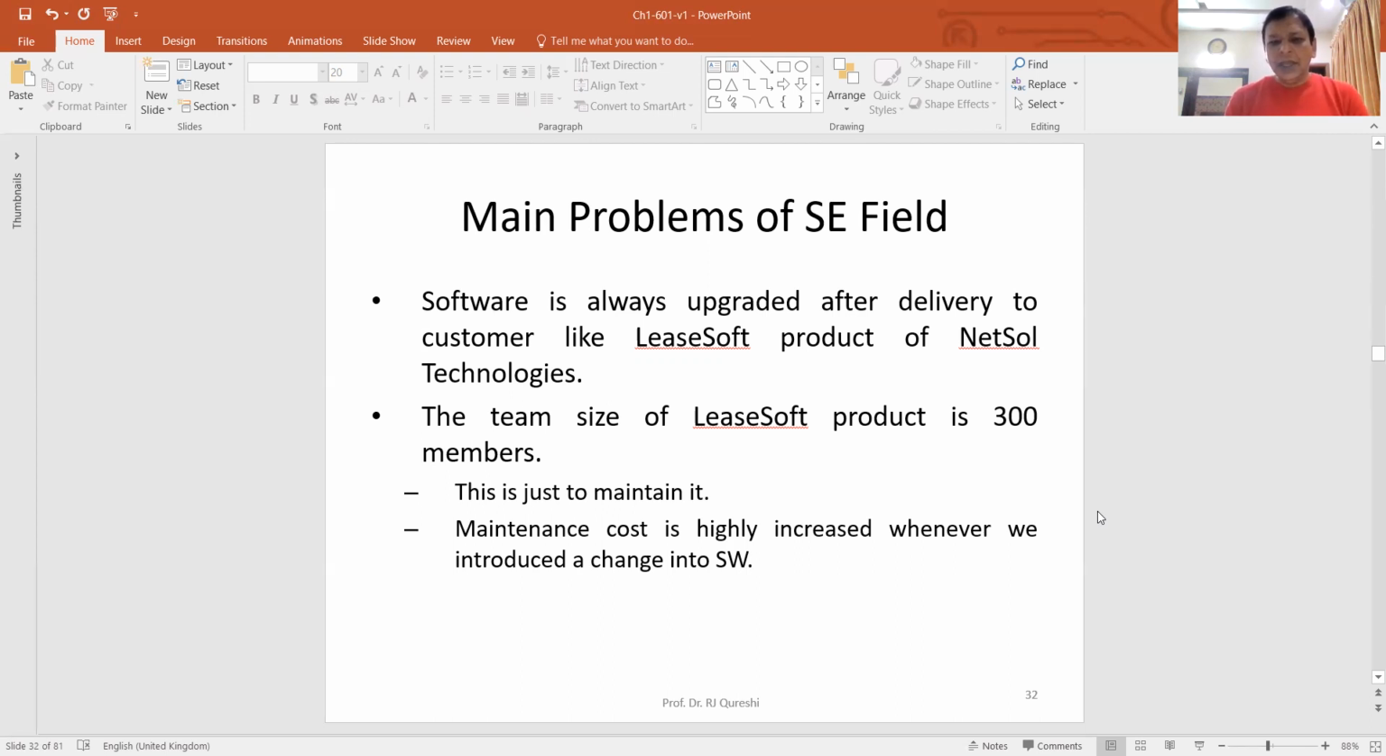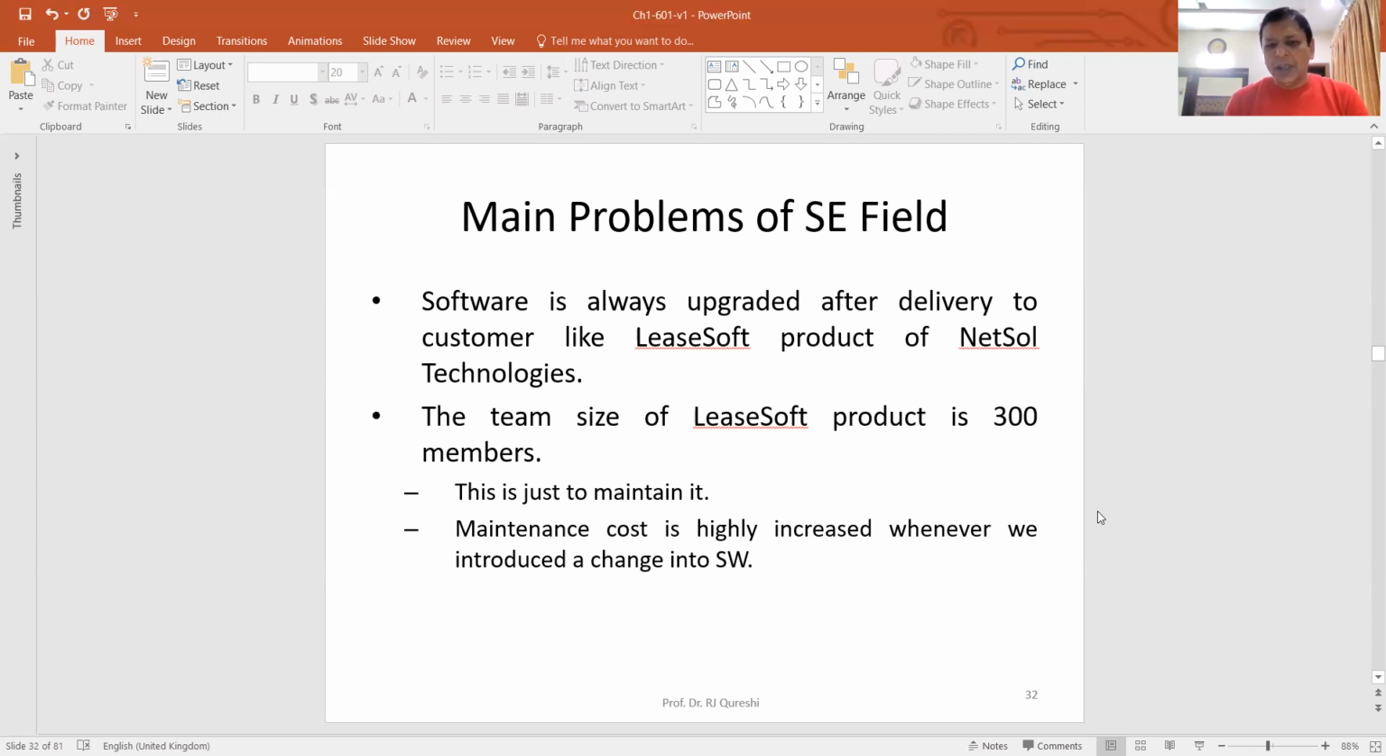Approximately, they have offices in Pakistan, in UK, Germany, Australia, Taiwan, Korea, India. In my hometown, in Lahore, they have office. It is called NetSol Valley, and it has multi-floor building, and one floor is only fixed for LeaseSoft maintenance staff, and there are approximately 300 team sizes there just to maintain that software.